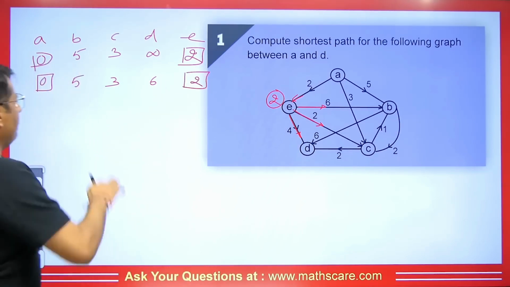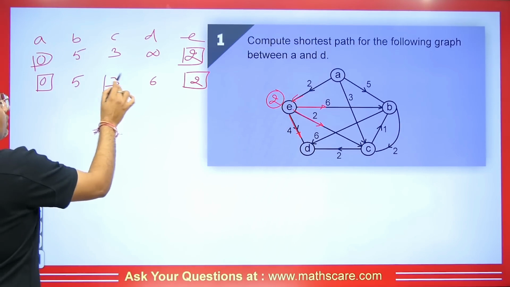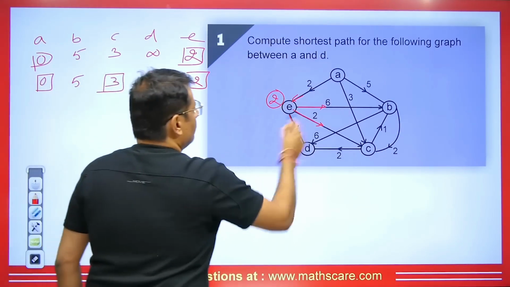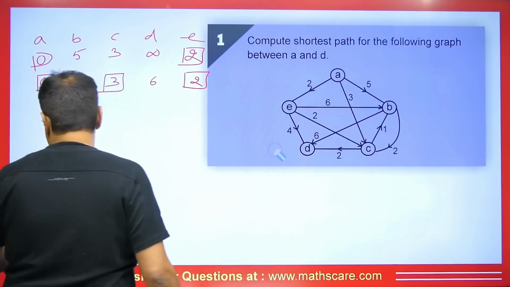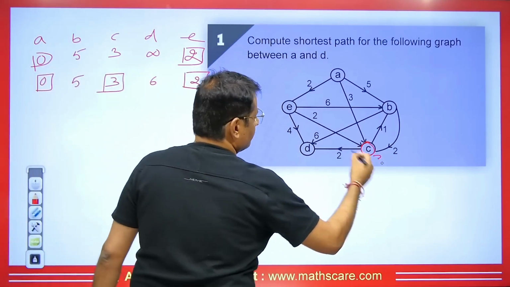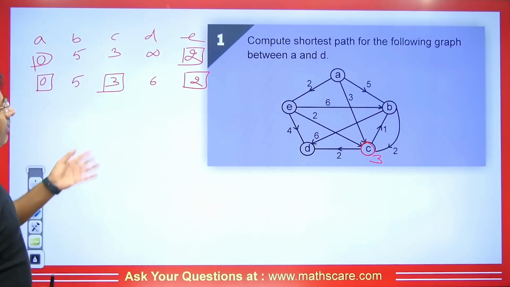Now from these 3, which one is minimum? 3 is minimum. We will take this one. Now we will reach that which is fixed. So here we reach C. Okay, is this clear to all of you? So where we reached C, now tell me how much distance we covered to reach C. We covered 3. Now we have to reach D.